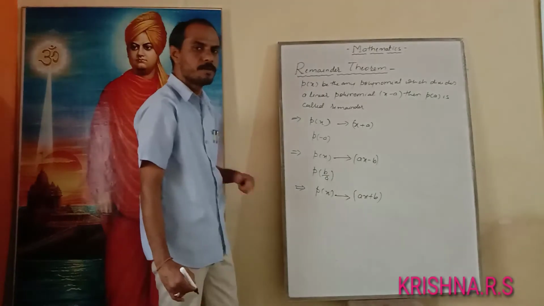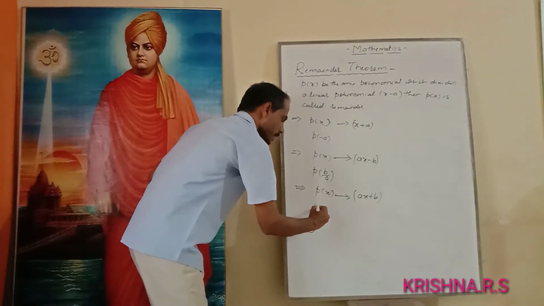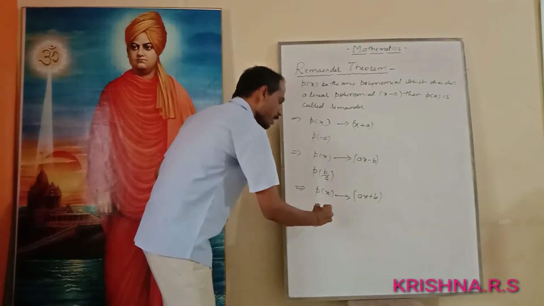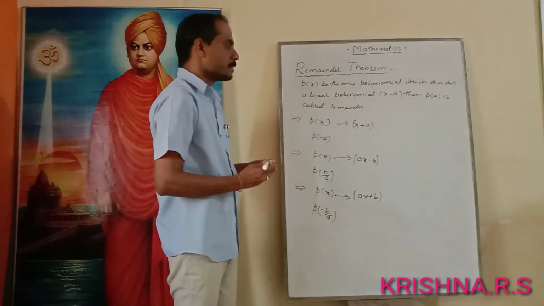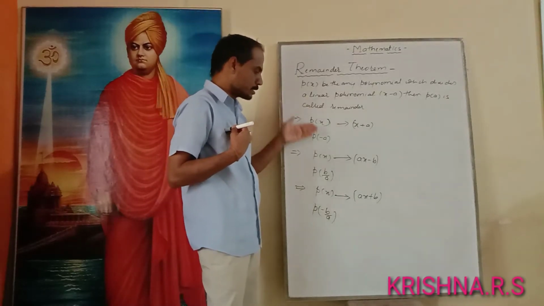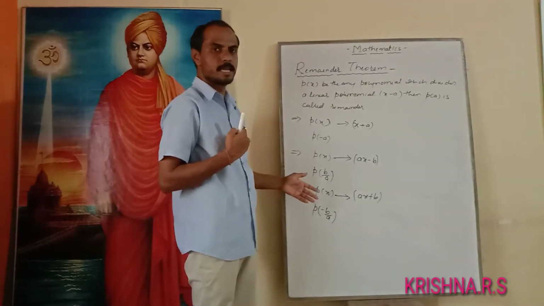Linear polynomial of ax plus b. Then what is the remainder? Then the remainder is P of minus b by a. These are the conditions of the remainder theorem. Okay, the meaning is the same only.